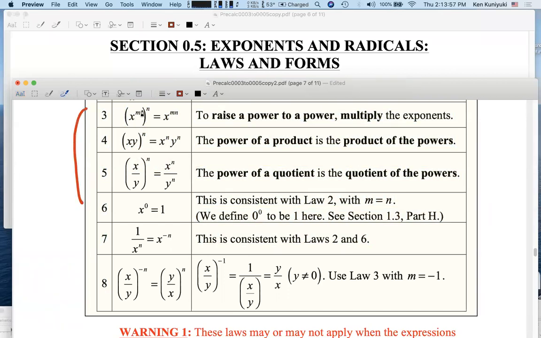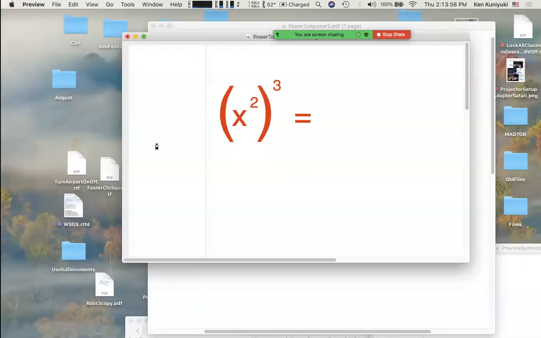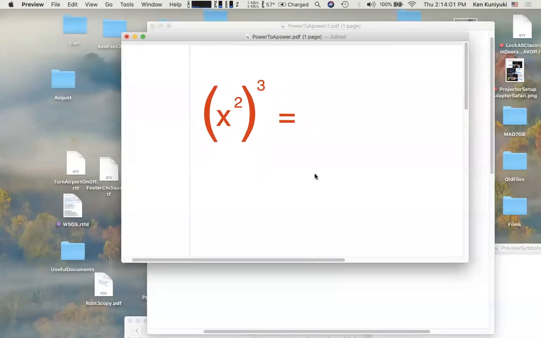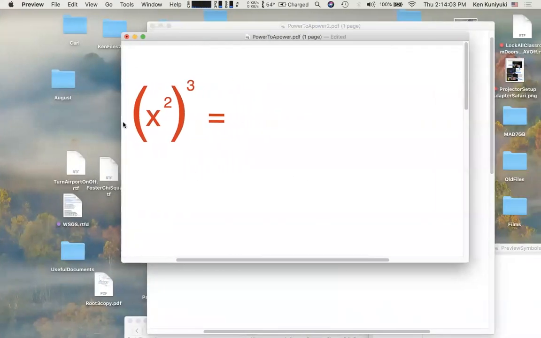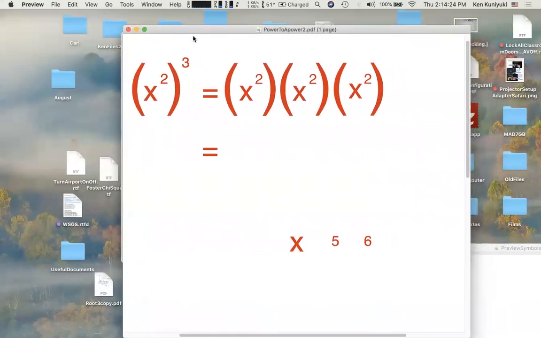All right, how do we raise a power to a power? What if we have x to the second all raised to the third power? We're raising a power to a power or exponent. Sometimes the word power is interchangeable with exponent. Sometimes a power means like x to the second. All right, well, what is the cube of anything? When you cube anything, you take 3 copies of the thing and multiply them together.